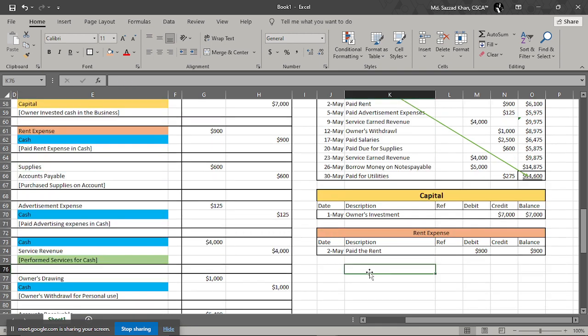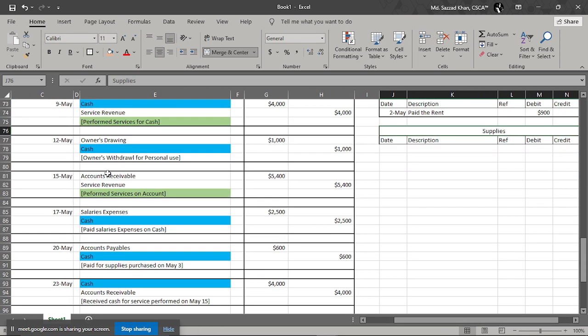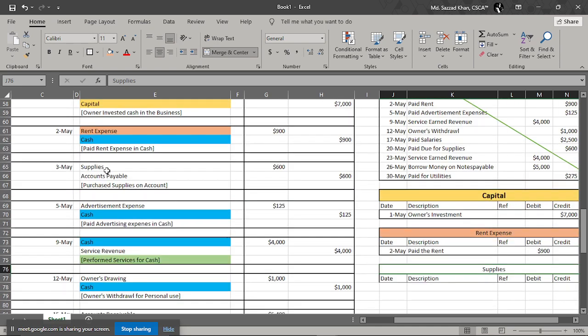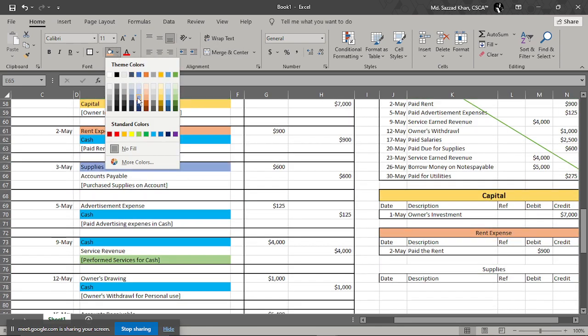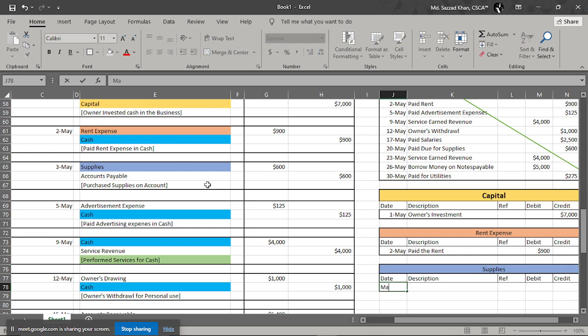So supplies. Again, same thing. Copy, paste it. Supplies. All right. Do we have it? Okay. Let's color it up. Supplies. We get our supplies. All right. When did the supplies transaction take place? On May 3rd. Right.